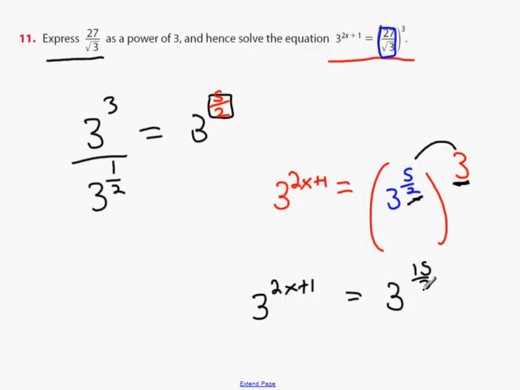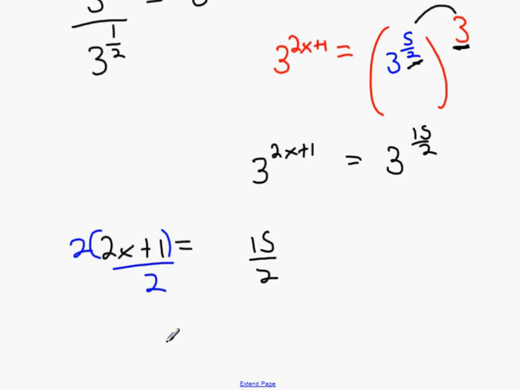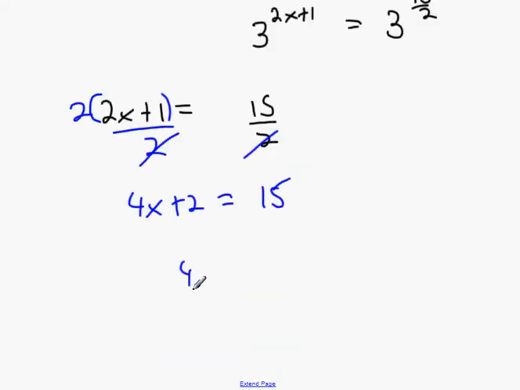Now, somebody suggest a way to finish this off. 2x plus 1 equals 15 over 2. Multiply by 2. Then you get 4x plus 2 equals 15. 4x equals 15 minus 2, which is 13. X equals 13 over 4.